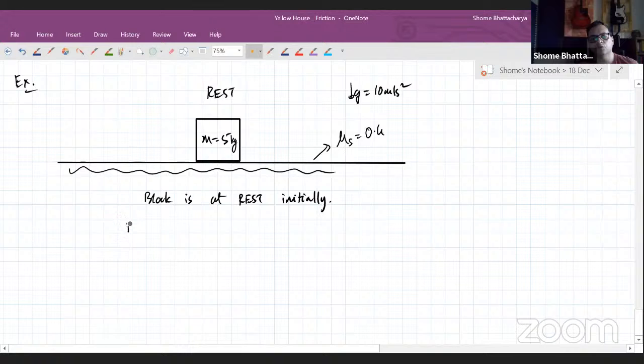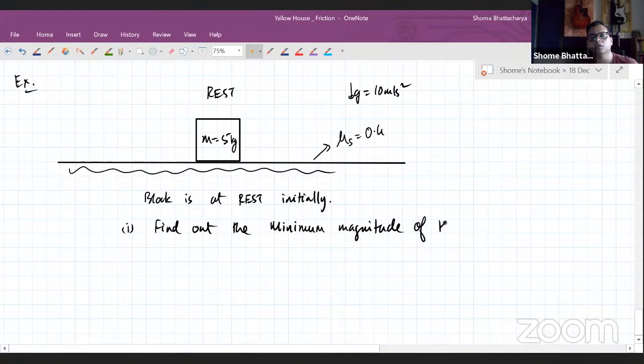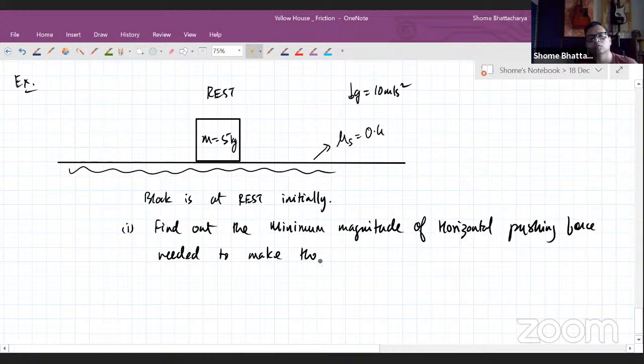Okay. So first of all, find out the minimum magnitude of horizontal pushing force needed to make the body move, or basically slide along the surface.